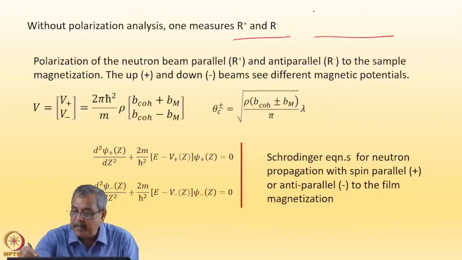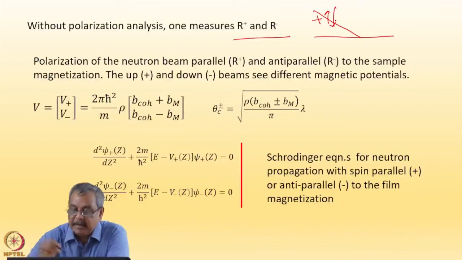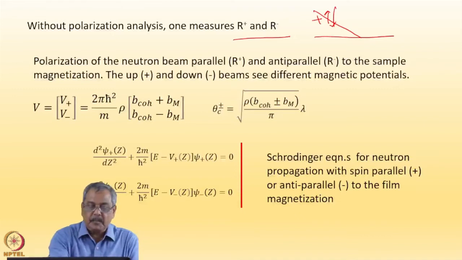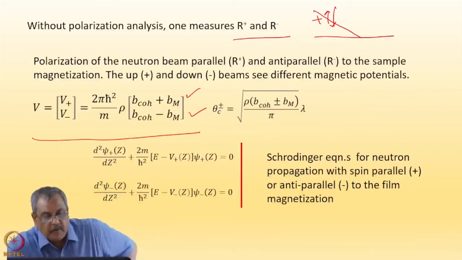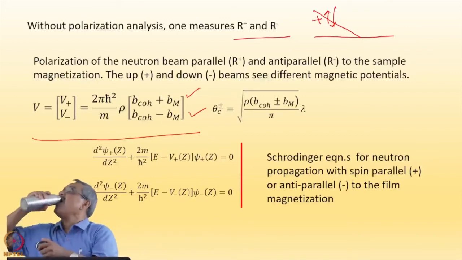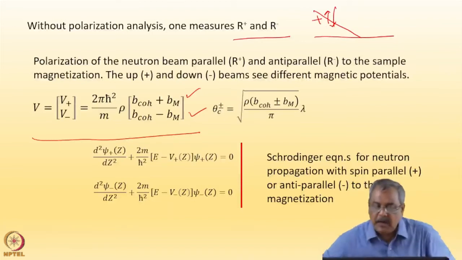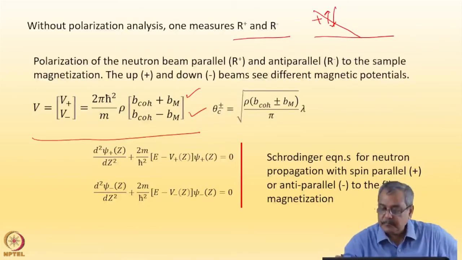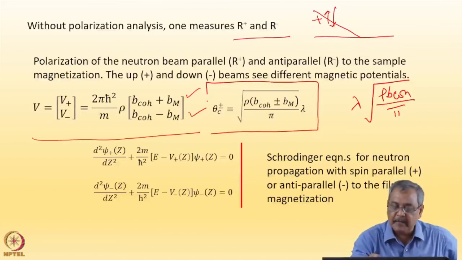We just impinge a beam which is either parallel to the magnetization in the sample or anti-parallel, R minus, and we measure them. Now as I told you earlier, V in a matrix form has two components, the plus component and the minus component. So V plus and V minus equal B coherent plus Bm and B coherent minus Bm. Similarly, as I wrote earlier, the critical angle was lambda square root of rho B coherent by pi for an unpolarized beam. Now for the polarized beam, I have two critical angles which I described right now. This is the expression for them.